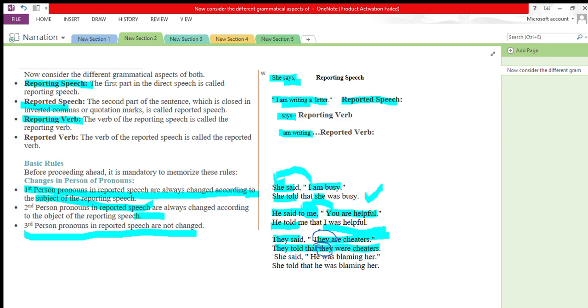He said he was blaming her. She said he was blaming her. She told that he was blaming her. Third person pronouns are not changed. So this was all about the change in persons or pronouns.